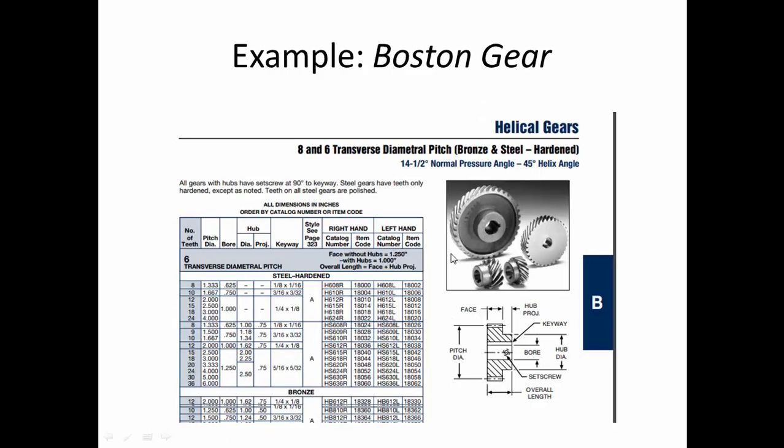What to look for. Here's an example. I went on to Boston Gear. You've also seen me look at Rush Gear. Boston Gear is another good example. Here we've got a transverse diametral pitch of 6. They're showing a 14.5 normal pressure angle and a 45-degree helix angle. So these are gears that you can actually get. And if you zoom down to my favorite example of 18 teeth, you see that the pitch diameter is 3. So I wanted to show you that.